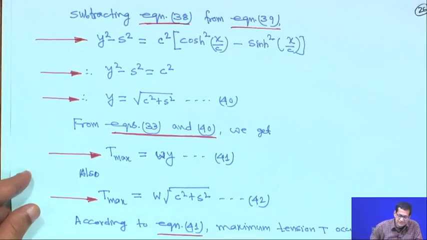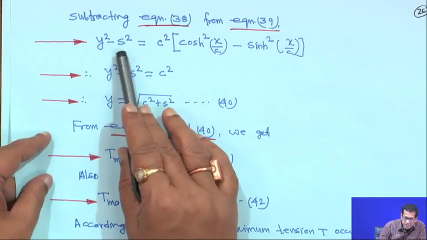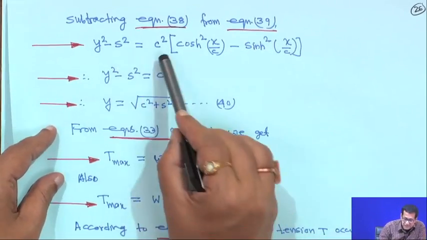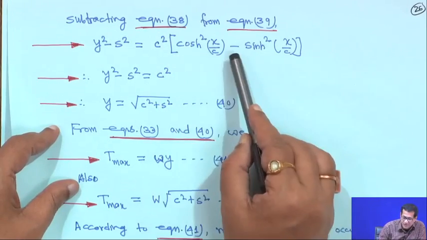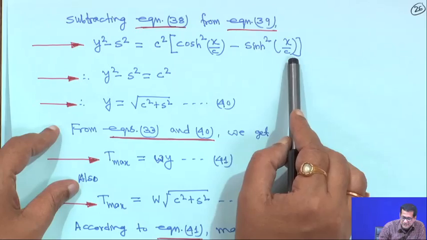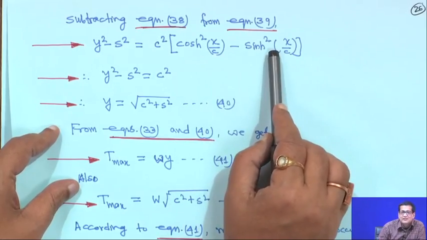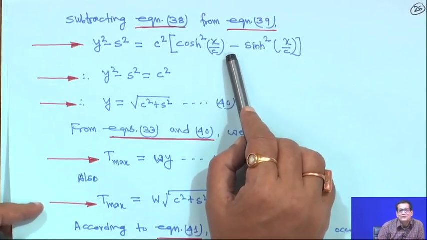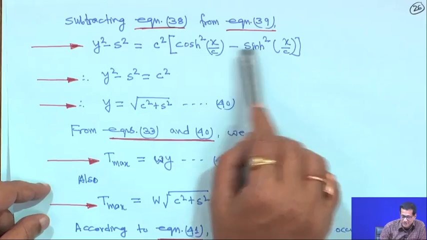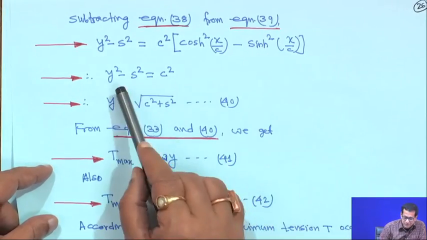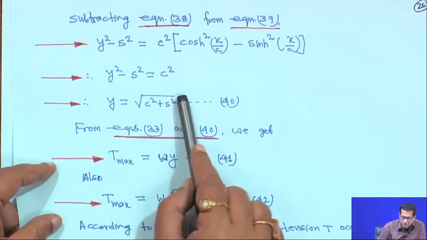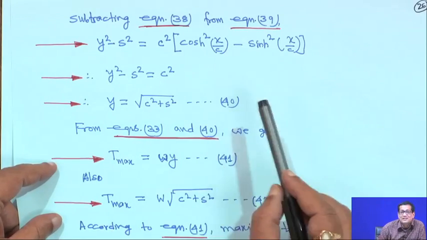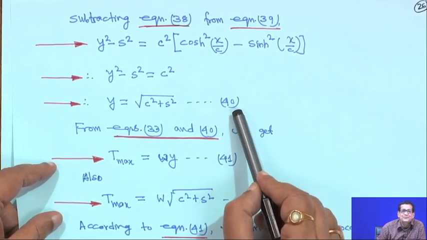If you do so, it will be y square minus a square is equal to c square times cosh square (x upon c) minus sinh square (x upon c). So, this is 1, it is a hyperbolic function identity: cosh square minus sinh square is 1. Therefore, y square minus a square is equal to c square. That means y is equal to root over c square plus a square. This is equation 40.